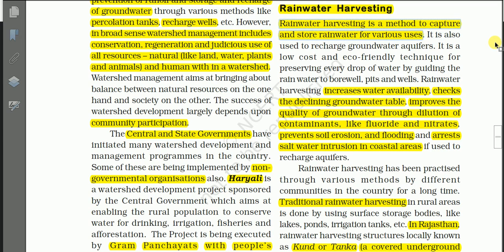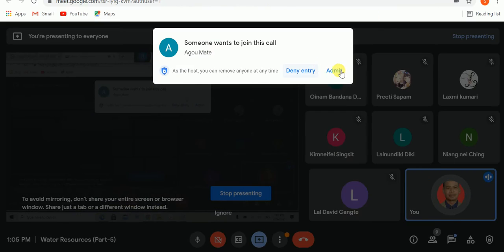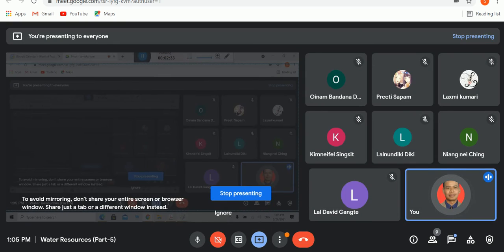So it has different methods as we discussed in the previous classes, and as you have told me now. Rainwater harvesting is also used to recharge groundwater aquifers. This collection and storing of rainwater is also done to recharge the groundwater, not only for the uses and for different purposes. It is also used for recharging the aquifer.